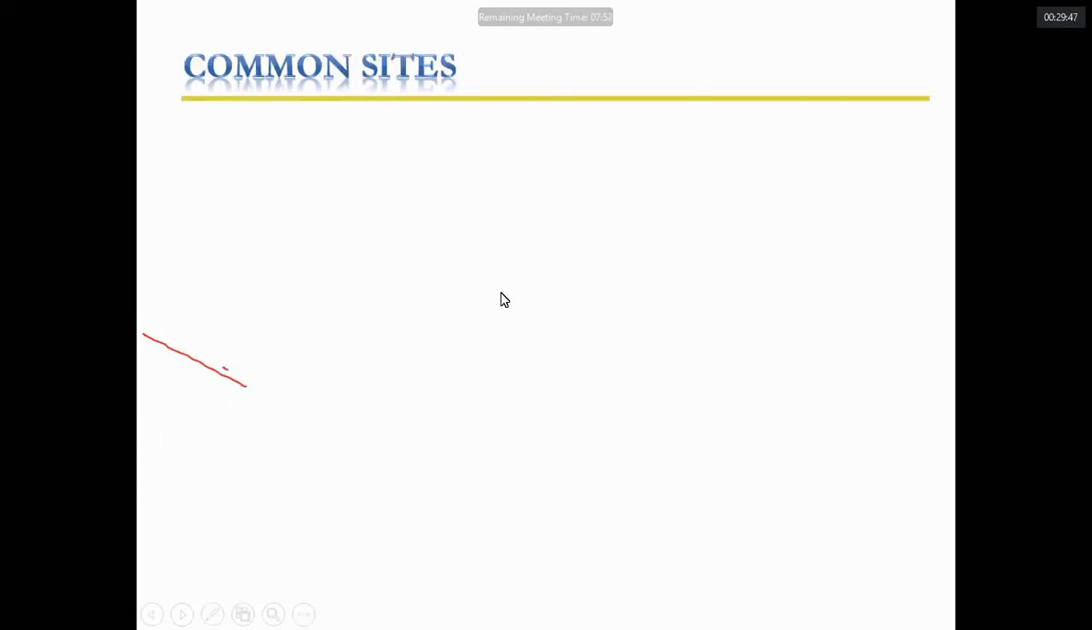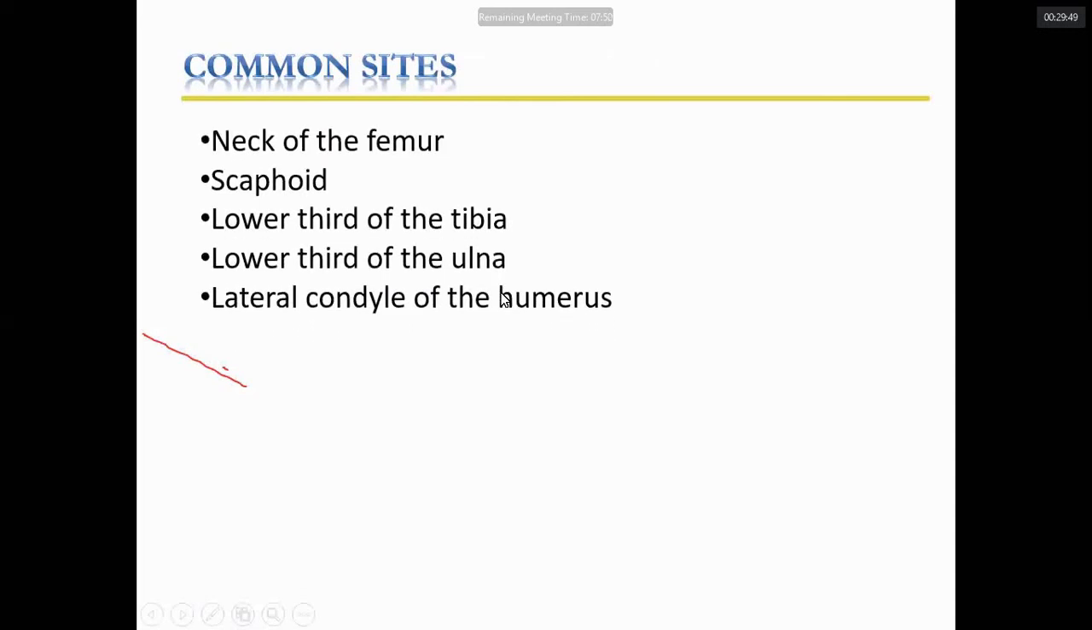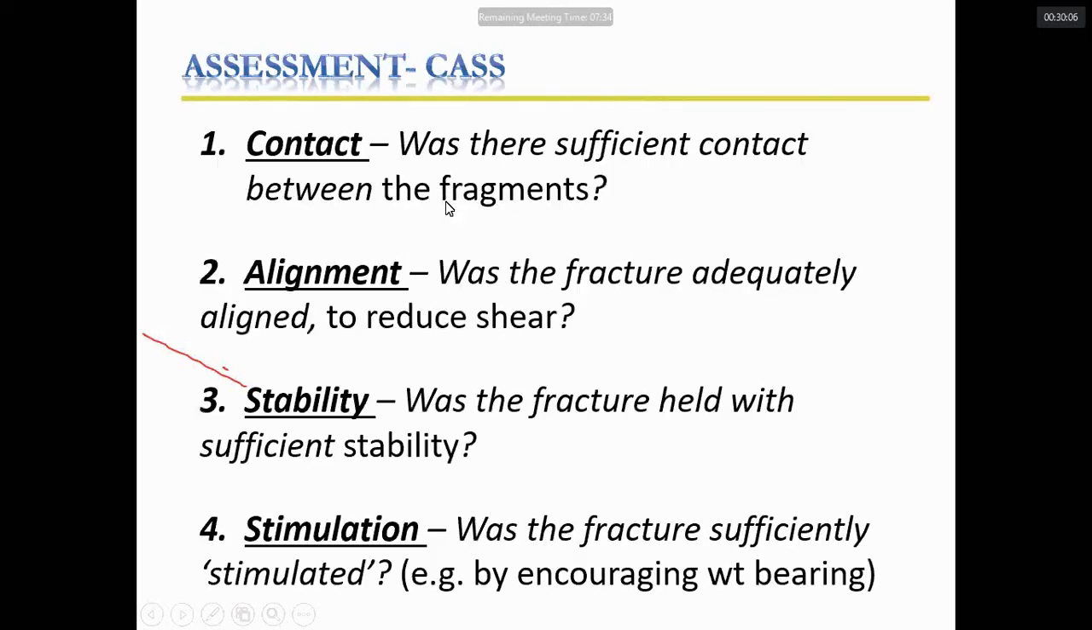So what are the common sites of non-union? Fracture neck of femur, scaphoid, lower end of tibia, upper end of ulna, lateral condyle of humerus. You should not forget neck of femur, scaphoid and lateral condyle. If anyone asks you what are the three common sites, you say neck of femur, scaphoid and lateral condyle of humerus.